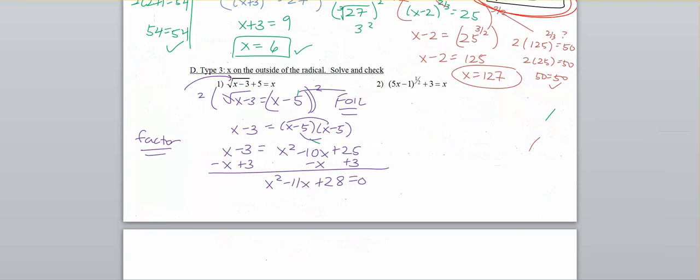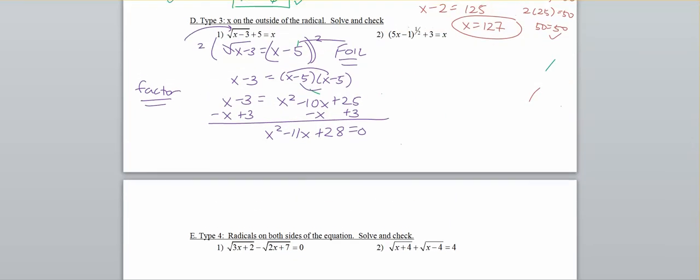And what I'm going to need to do is factor this and get my solutions and then check my solutions. So what multiplies to give me 28 and adds to give me negative 11? It should be 7 and 4. So when I solve those, I get a positive 7 and a positive 4. All right. So I need to go back and check those. Let me just erase this here so I have some room. Let's go ahead and check 7 and check 4.